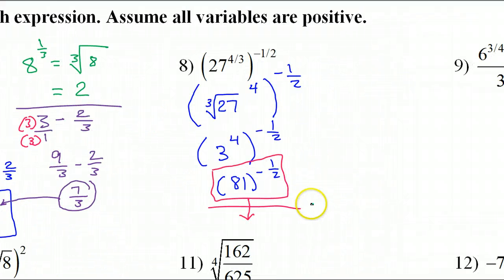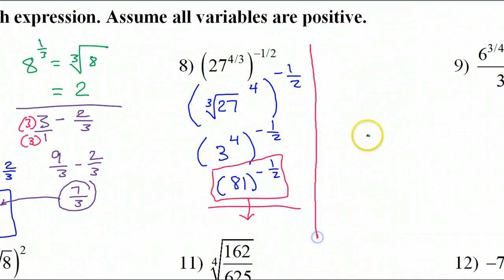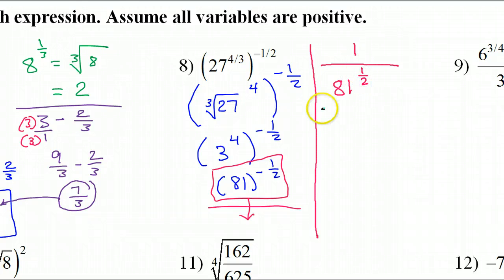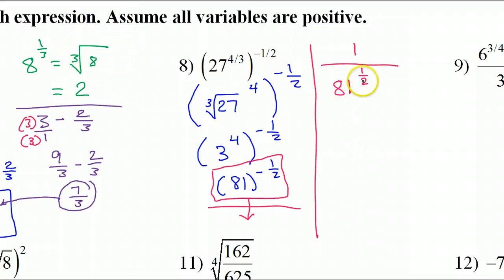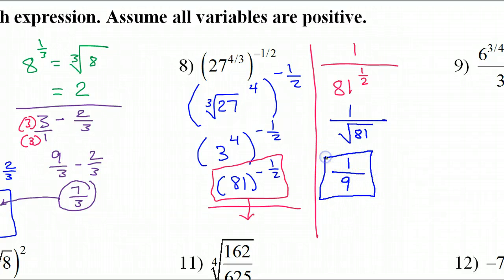Okay, if I do that, let me recopy. If I do that, I'm going to wind up with 1 over 81 to the positive 1/2 power. Hopefully you know that 1/2 power is the same thing as the square root, just like 1/3 power is the same thing as cube root, like we talked about before. So this is the square root of 81, which we know is 9. So the final answer is 1 over 9, 1/9.